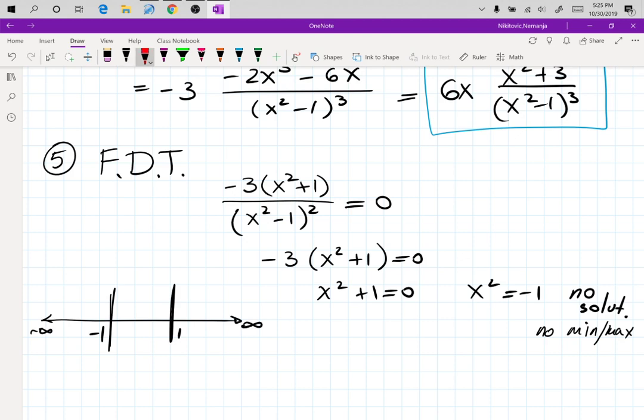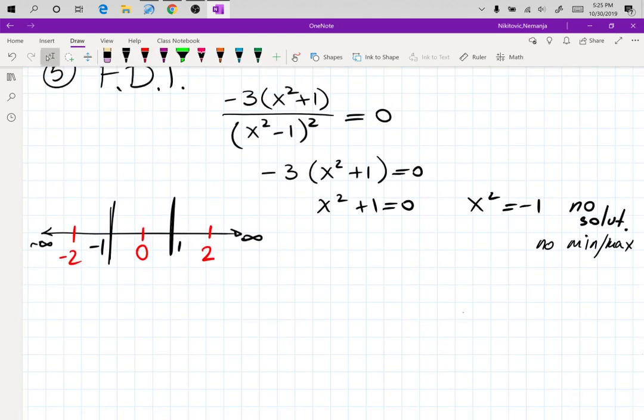We pick 3 test points because we have 3 partitions, and you pick anything you want in each one of these regions. I'm going to pick negative 2, 0, and positive 2. And now we do the first derivative test for all 3 of these.